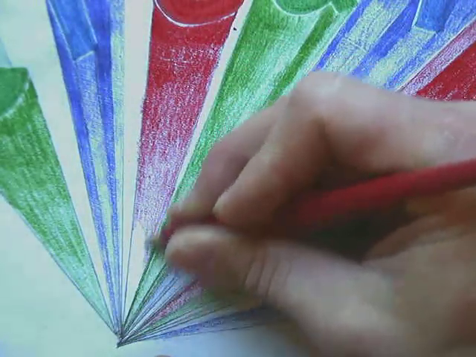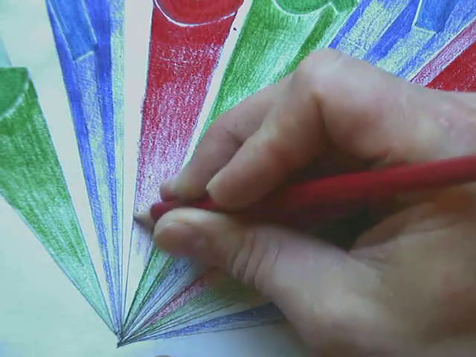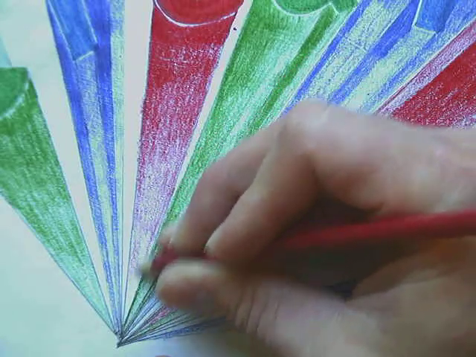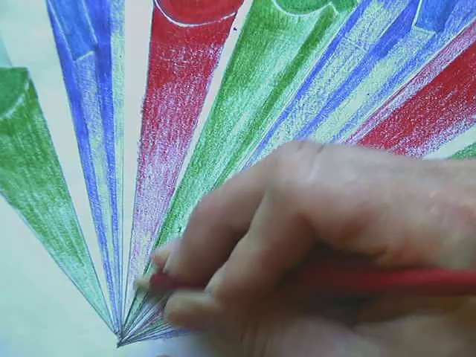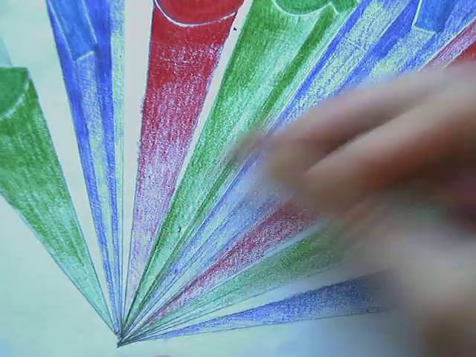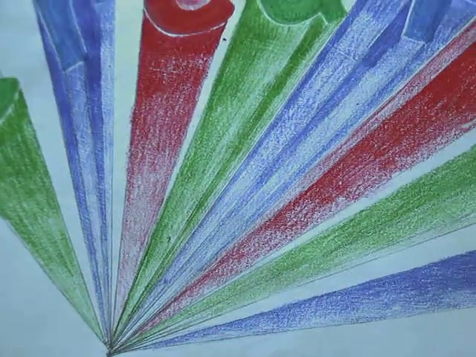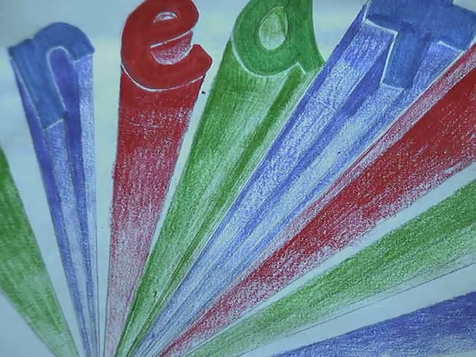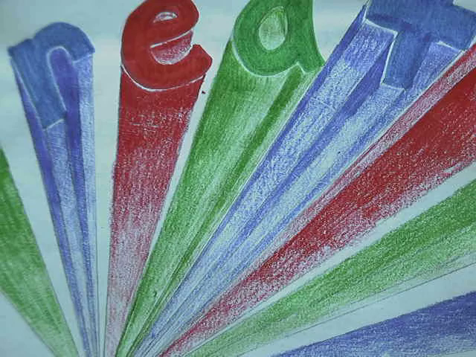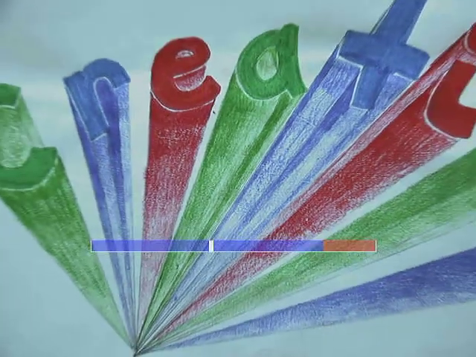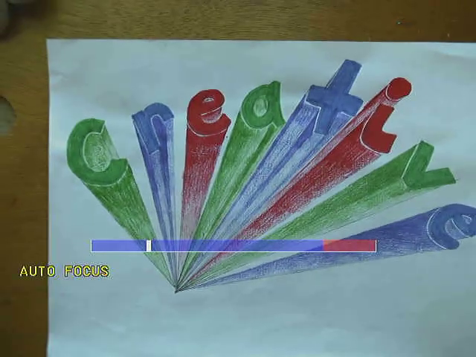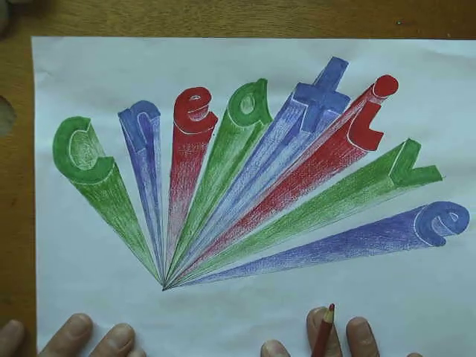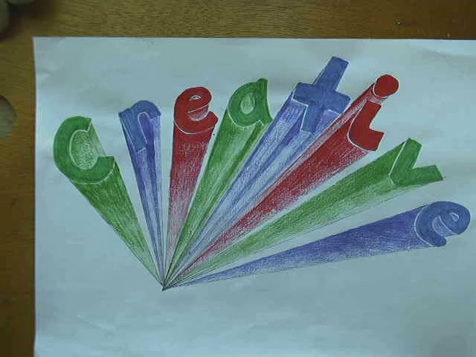But the goal should be that when we look back, it should look subtly like it's getting lighter and lighter and lighter until it's almost white at the end, like we didn't really color it at all. And that helps it to look that illusion of three-dimensional depth.